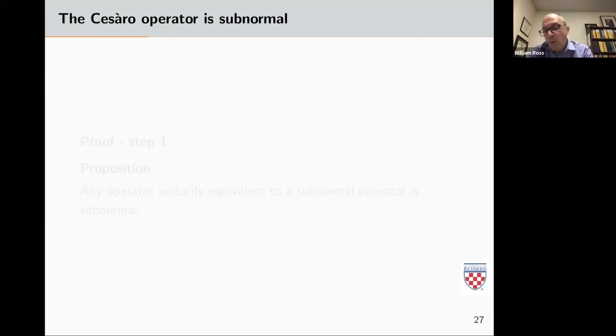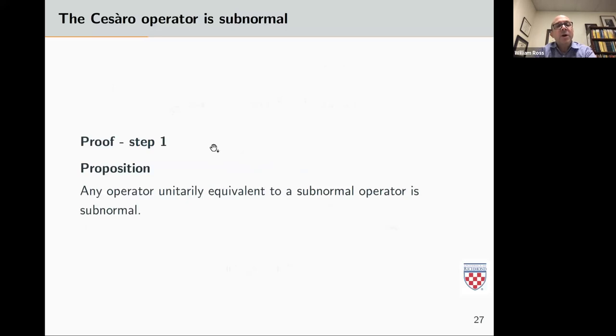So step one, okay, I'm having trouble advancing here. Step one is to show that any operator that's unitarily equivalent to a subnormal operator is a subnormal operator.